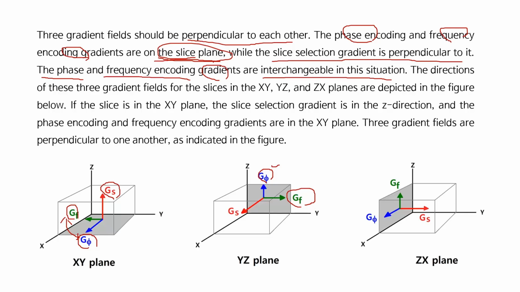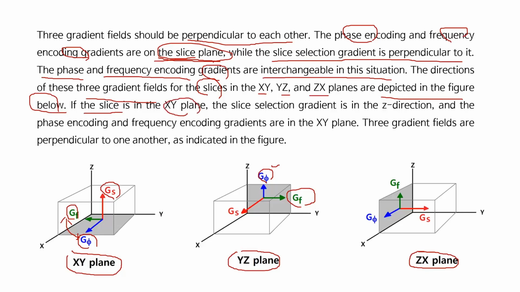The directions of these three gradient fields for these slices in the XY, YZ, and ZX planes are depicted in the figure below. You can see the image plane is the XY plane here, the YZ plane here, and here the image plane is in the ZX plane. If the slice is the XY plane, the slice selection gradient is in the Z direction. And the phase encoding and the frequency encoding gradients are in the XY plane. Three gradient fields are perpendicular to one another, as indicated in the figure.